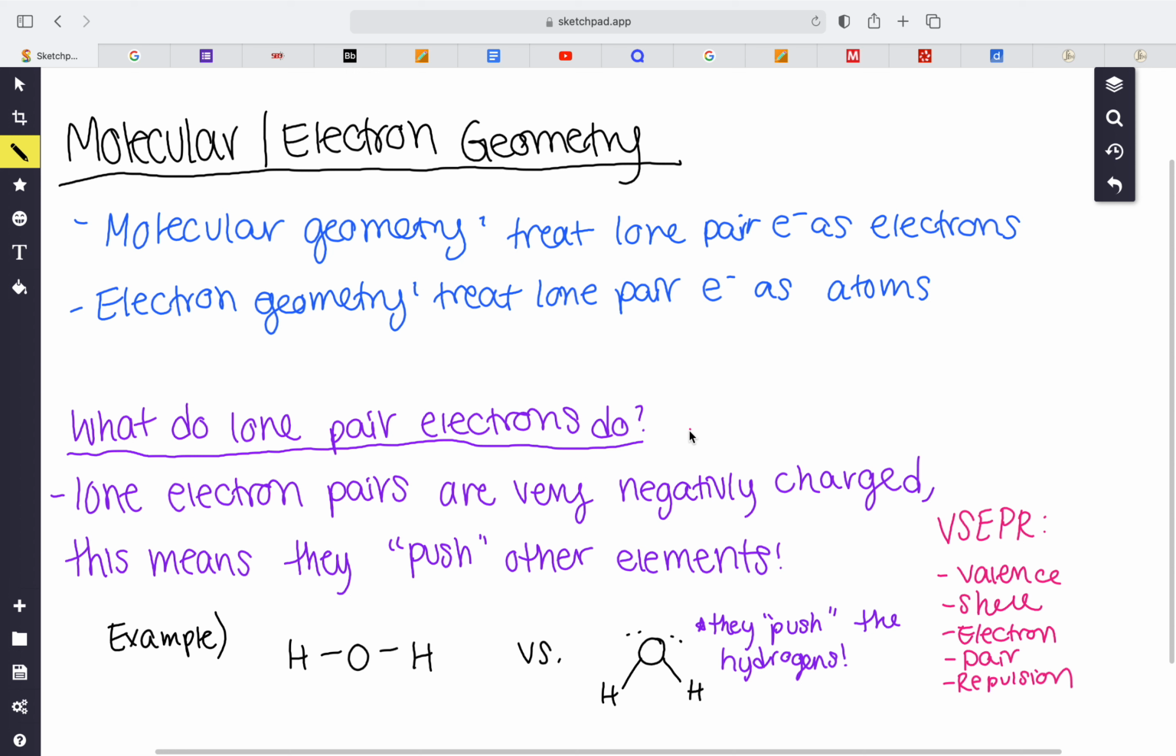So just to start off, let's talk about the difference between molecular geometry and electron geometry, because they are different, and I actually didn't even know that until this year. I never even learned that electron geometry was a thing, so it's a pretty cool thing to learn here.